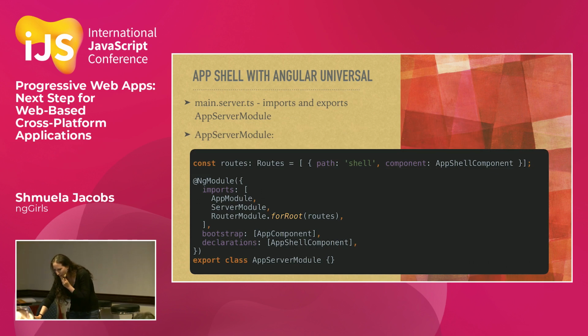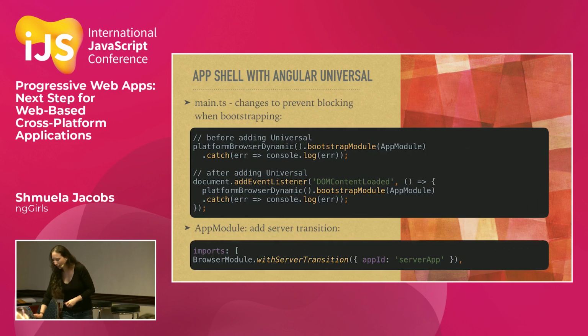Okay, I'm going to skip these code examples. Let me see if there's something that we have to mention. Okay. That's what Angular Universal adds to our project to actually work and generate this route and create this view.